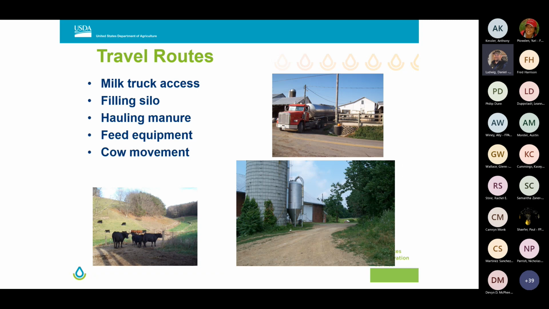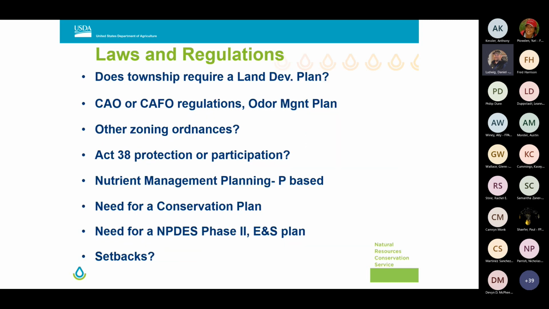Again, our travel routes around the farmstead, on our dairies, when we're planning new practices, the milk truck still needs to get into the bulk tank, so we can't block that access. When they're filling their silo, making sure that they still have access to do that. When it comes to their manure storage, how do they get to that storage? How do they get out of the farmstead into the fields? And obviously, when they feed the animals, how can they get to that? And how are we going to move livestock to pastures and around that operation?